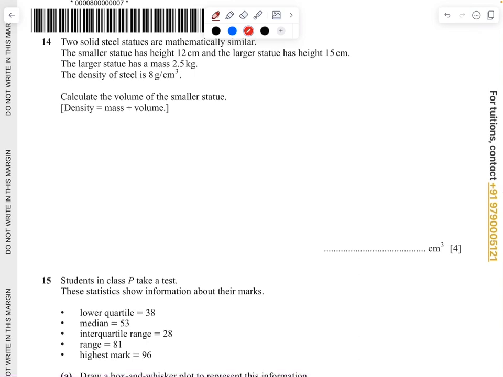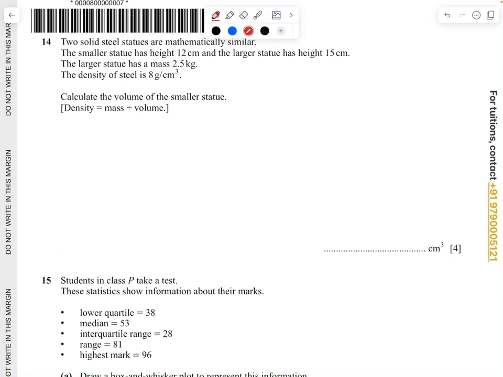Question number 14. Two solid steel statues are mathematically similar. The smaller statue has height 12 centimeters and the larger statue has height 15 centimeters. The larger statue has a mass of 2.5 kg. Density is 8 grams per centimeter cubed. Calculate the volume of the smaller statue.